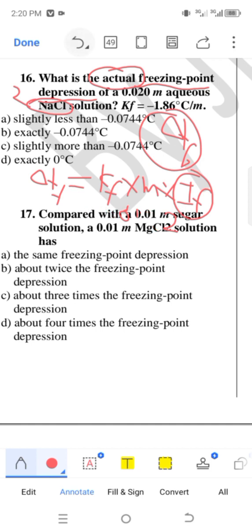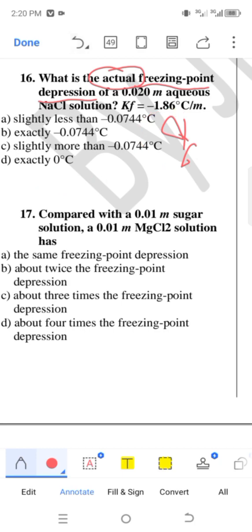So guys, in order to solve for the actual value, as I told you, we have to state that the actual delta Tf is less than that value which we calculated. So A is the correct answer, which is slightly less than minus 0.0744. But if it's freezing point or vapor pressure, we have to choose C because it is slightly more than what we have calculated.